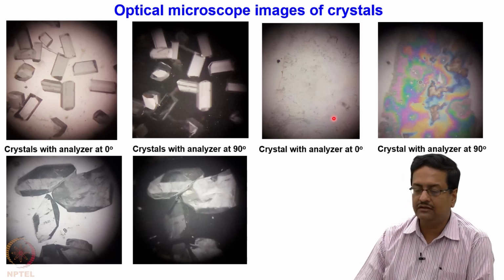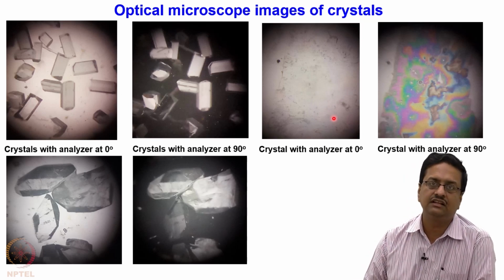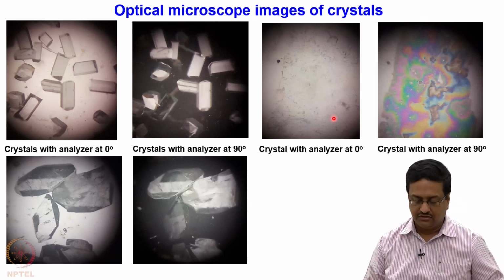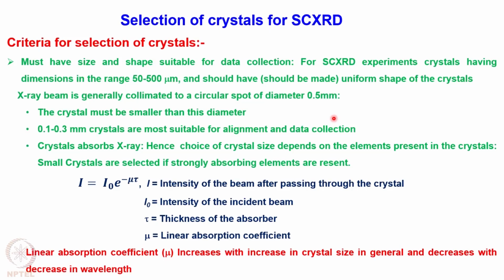So by looking under the microscope, one should choose which is a good crystal and which is a bad crystal, and based on that, one can decide what should be mounted for X-ray diffraction. Once we have identified the crystals, they should have suitable size and suitable shape for data collection. As I have already indicated in one of the previous slides, the crystal should have a size from 50 to 500 micron and should be of uniform shape. Why do we need to make it uniform shape?